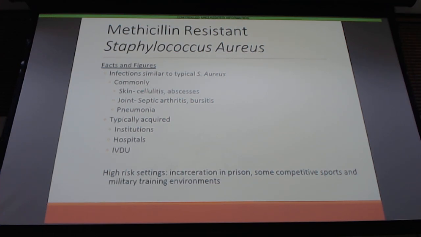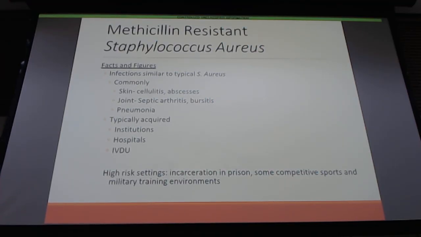MRSA. The infection is similar to Staph aureus because that's what it is. The only difference is that it's resistant to methicillin. It's the only big difference. It can affect skin, joints, and cause pneumonia. It's typically acquired in institutions. When we first found this, as we mentioned a little earlier, we would only see MRSA in hospital settings. Nowadays, it can be acquired in the community in some places. Some places have outbreaks.